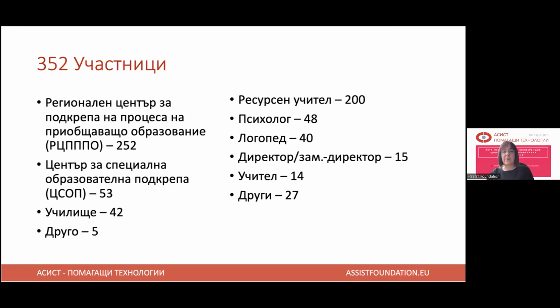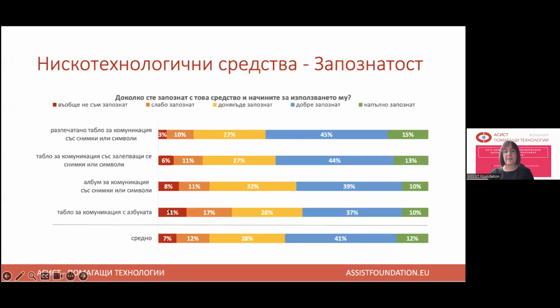The majority, 252, are from regional centers for supporting the process of inclusive education. 53 are from centers for special education support, 42 from school, and 5 from something else. You can see that as professions, most of them are resource teachers, but there are psychologists, speech and language therapists, school deputy principals. So these were the participants in the survey. These are specialists who are working with children with special education needs. This is important to know.